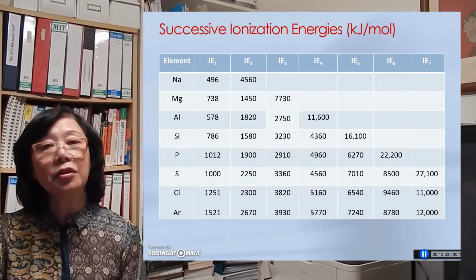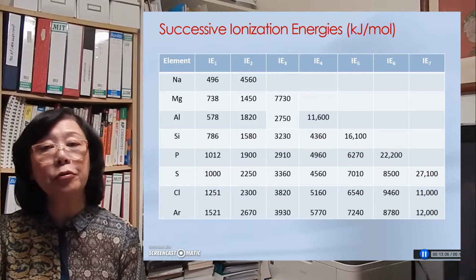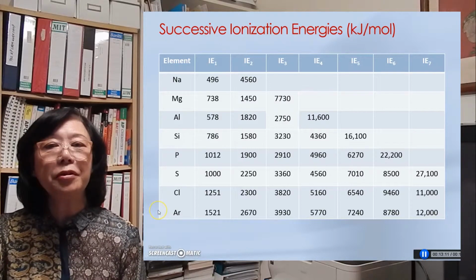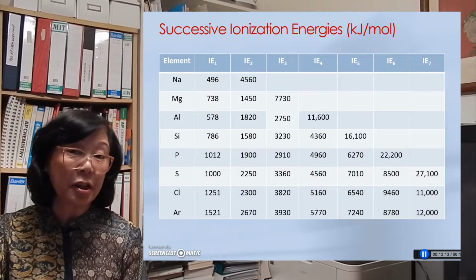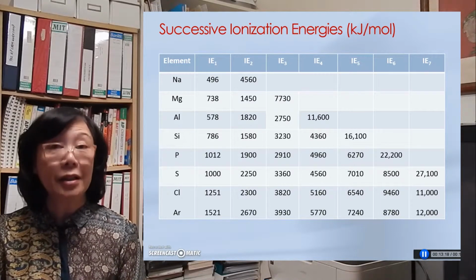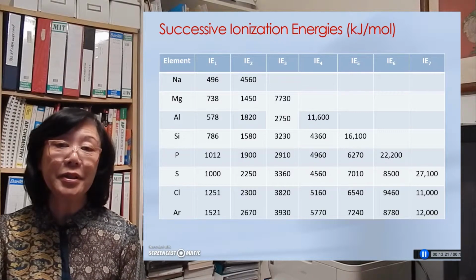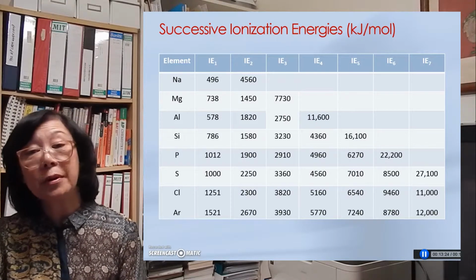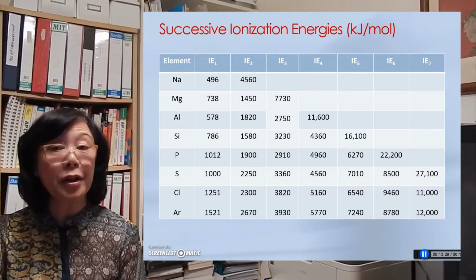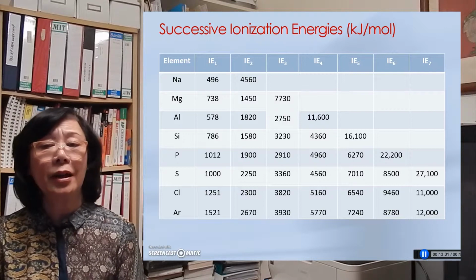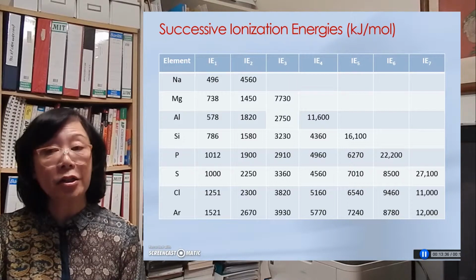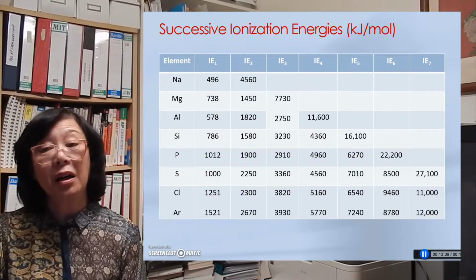Here's a chart of successive ionization energies in kilojoules per mole for period 3. If you look at sodium, you'll notice that the first ionization energy is 496 kilojoules per mole, but when we go into the second ionization energy, it increases by roughly 10 times. And look at magnesium again. The second ionization energy is about 2 times the first, but when you go into the third ionization energy, it increases by 5 times compared to the second ionization energy. And similarly for aluminum, when we move from the third to the fourth ionization energy, it increases roughly by 4 to 5 times.